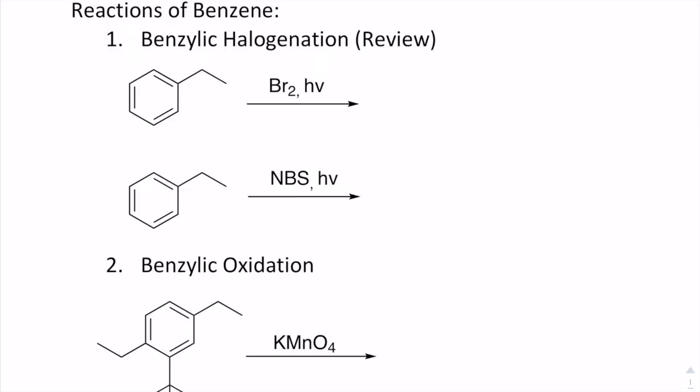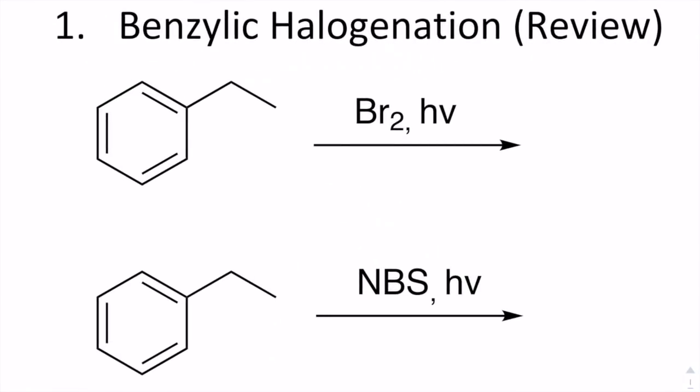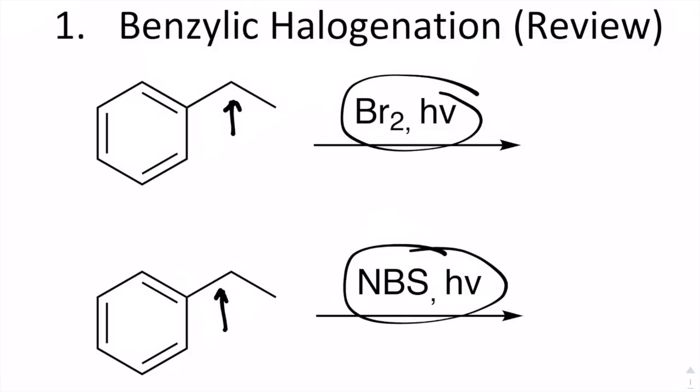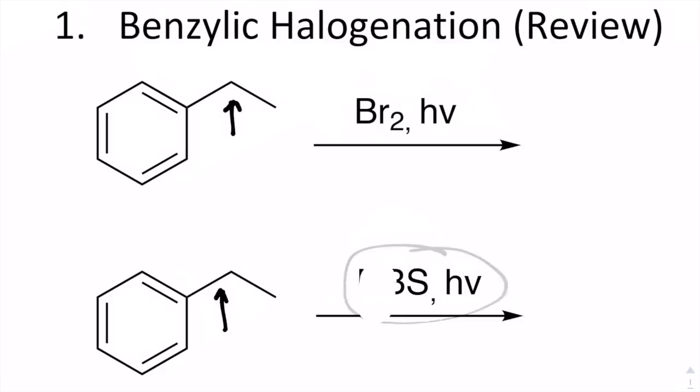So, reactions of benzene, and to me, this is pretty much review. I think we've talked about this before, but benzylic halogenation, so adding a halogen to the benzylic position. So what is the benzylic position? Well, the benzylic position is one carbon removed from the benzene. So it would be that carbon over there, and this is the same molecule, so it would be that carbon over there. So recall that bromine and light, or NBS and light, all go through a radical mechanism.